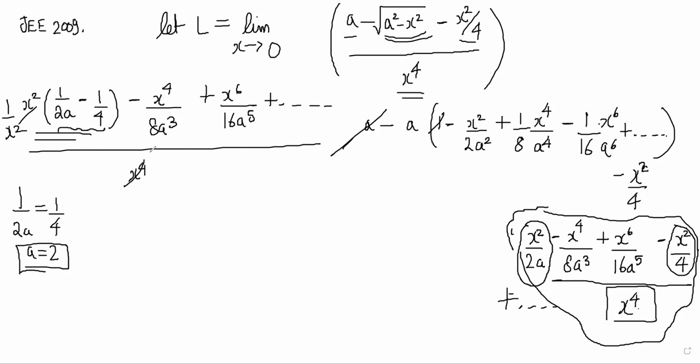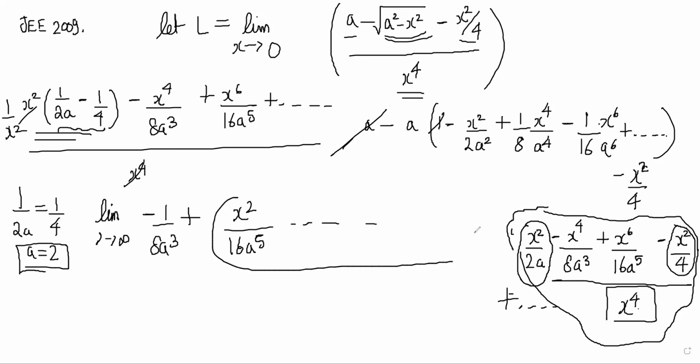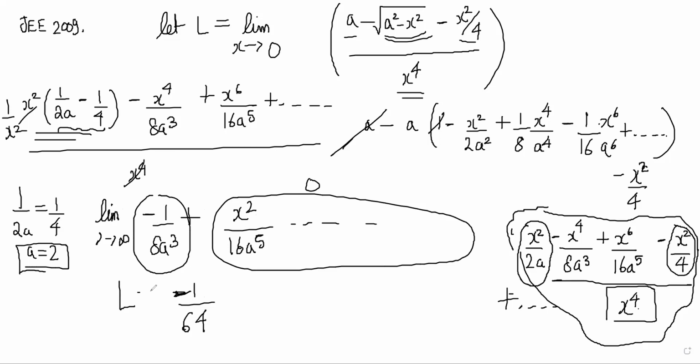And if a is equal to 2, I will divide here, it will become minus 1 by 8a cube plus these terms will become x square by 16a power 5 and so on, right? Yeah. And as x tends to 0, every term further away from this is 0 because x will be in the numerator. Yep. So the answer will be minus 1 by 8 into 8, so minus 1 by 64 is the limit. You're right.